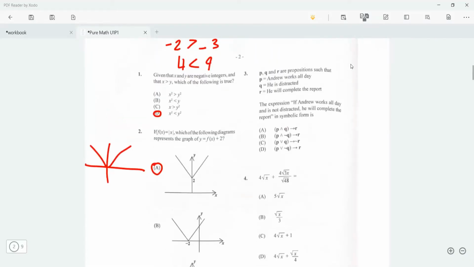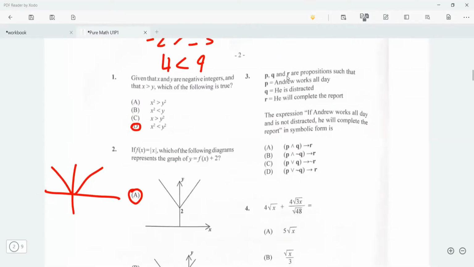Number three, it says we have P, Q, and R are propositions such that P is Andrew works all day, Q is he is distracted, R is he will complete the report. The expression, if Andrew works all day, Andrew works all day is P. So this is P, right? And is not distracted. So that is P and is not distracted. Is distracted is Q, so not distracted is not Q. So that's P and not Q.